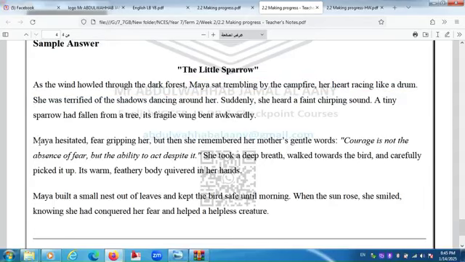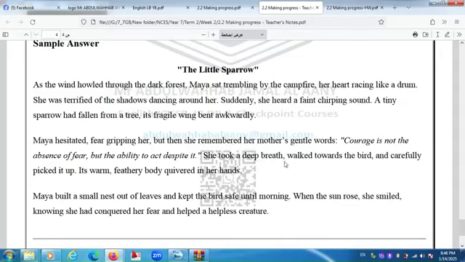What happened? Maya hesitated, fear gripping her. But then she remembered her mother's gentle words. Can you see the direct speech? The value will pass from generation to generation. "My little one, courage is not the absence of fear, but the ability to act despite it."